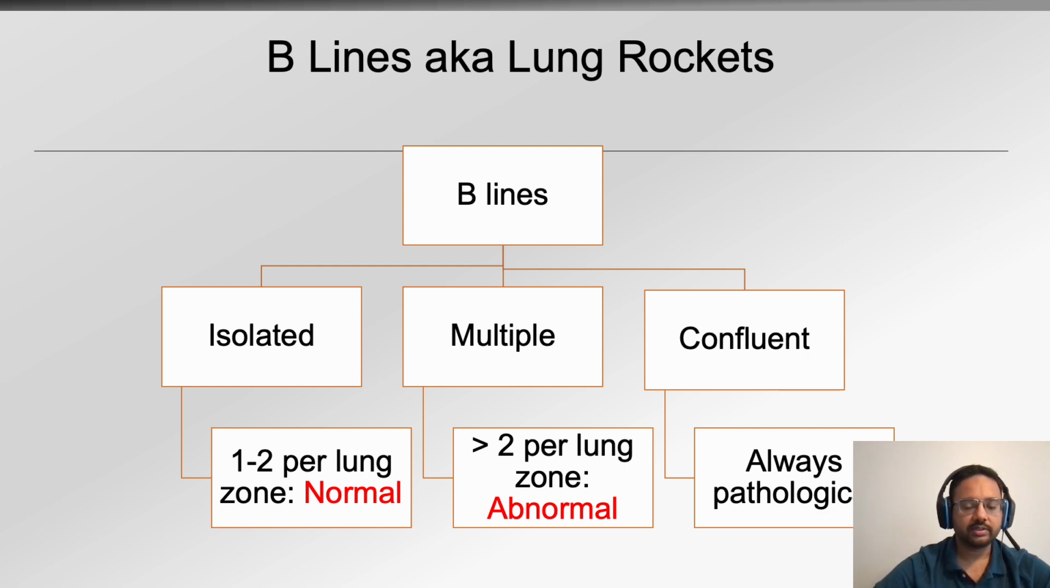Multiple B lines can be either confluent or well delineated, or separated. When these are well separated and there are more than two per lung zone, this is considered abnormal. And based on how many lines are there and which parts of the lung they are in, I can come up with a pattern that illustrates a disease.